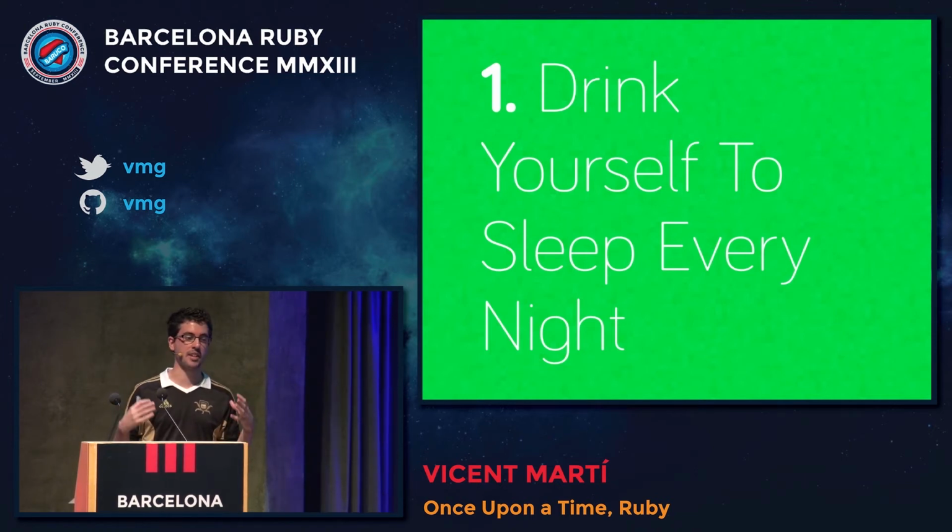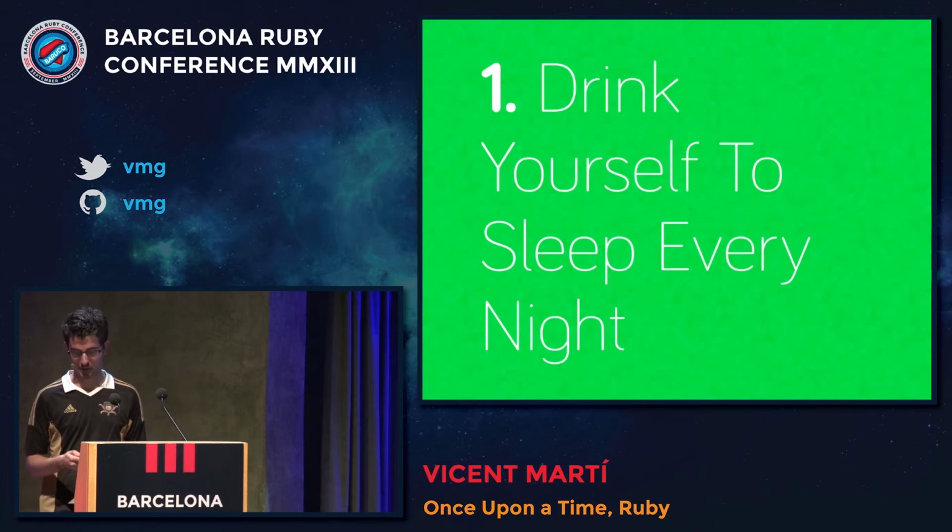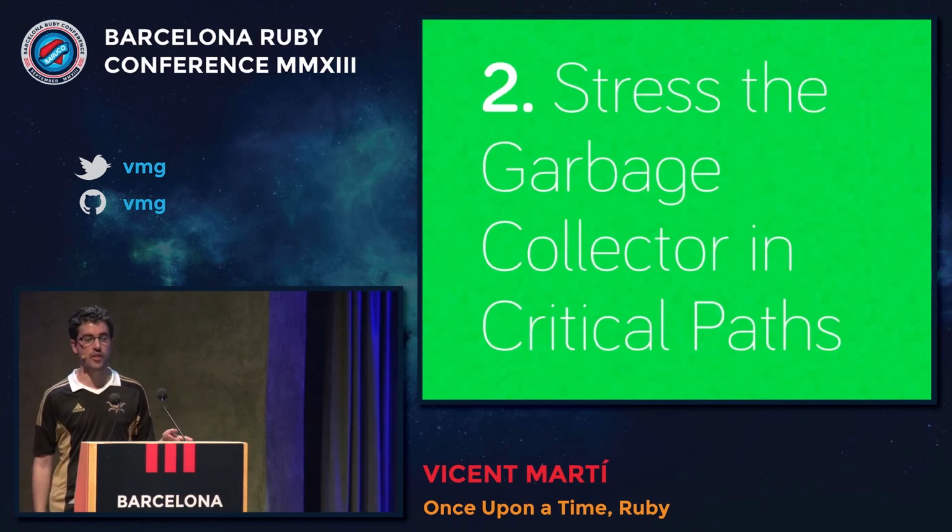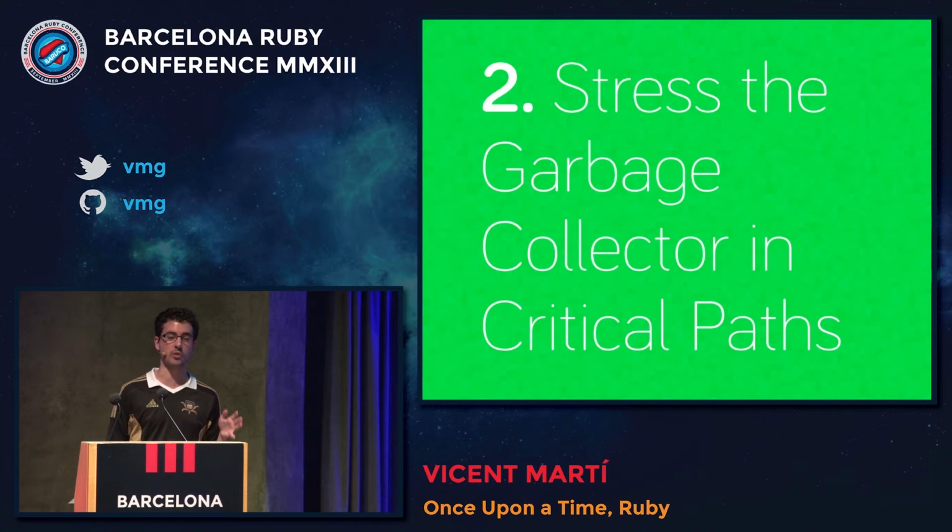There is this legend that says that if production goes down and you're passed out, they can't really blame you, right? So it works so well for me. Plan B, more professional. We can stress the garbage collector on critical path, which is a very fancy way of saying you just make it run until it catches fire, and then you watch the fire. Oh, pretty.